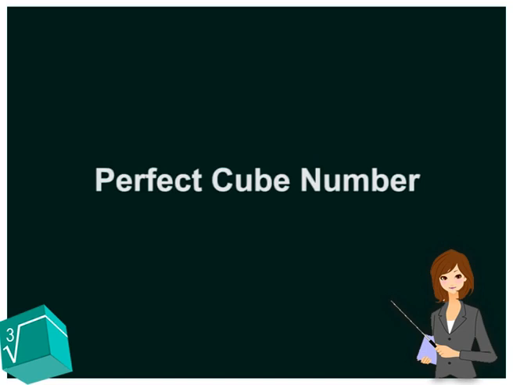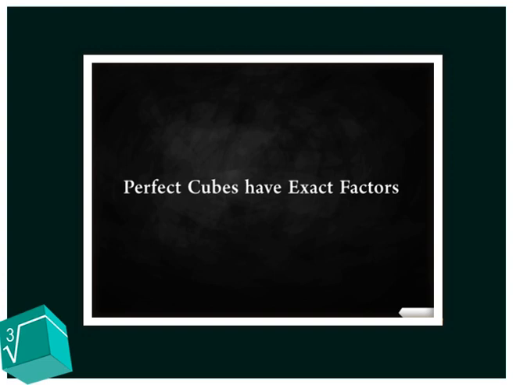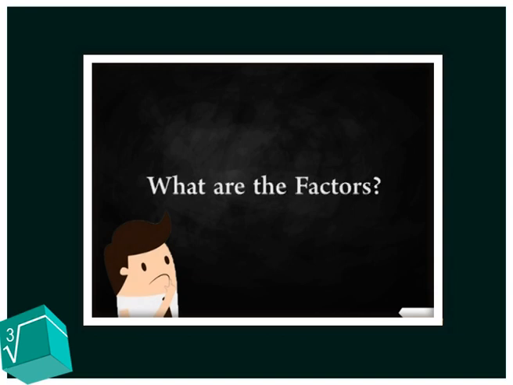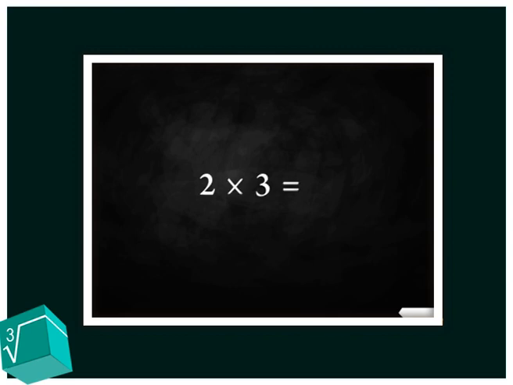Before understanding the ladder method to find the cube root of a perfect cube number, let us understand about perfect cube numbers. We can say that perfect cubes are the numbers which have exact factors. Now, what are factors? Factors are the numbers we can multiply to get another number. For example, 2 and 3 are the factors of 6. 4 and 3 are the factors of 12. 2, 2 and 3 are also the factors of 12.